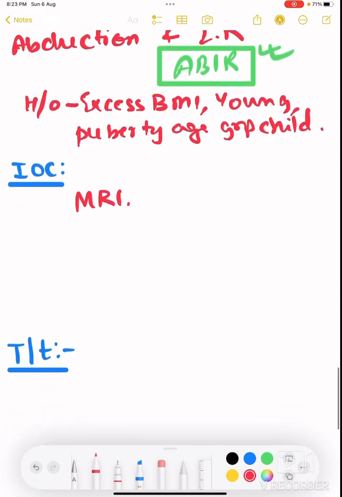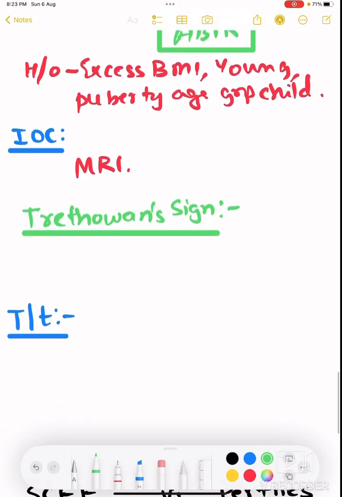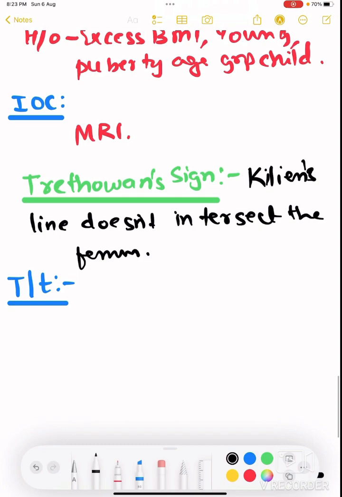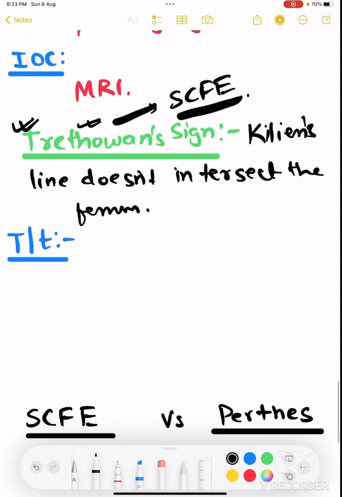What is the investigation of choice? MRI. Now in MRI there will actually be a sign which is called Trethowan's sign. What is Trethowan's sign? I am not discussing it completely. I am only making you write the name and what actually it is. In Trethowan's sign, Klein's line doesn't intersect the femur. This is called Trethowan's sign. And where is it seen? It is seen in SCFE, right? So I'm only making you memorize the name and what it is.